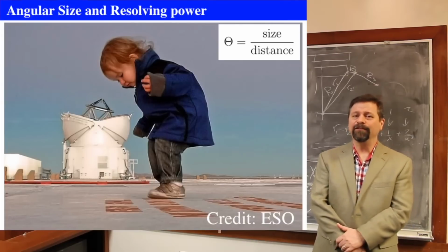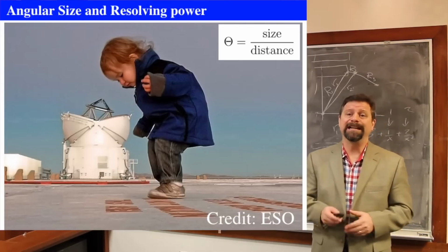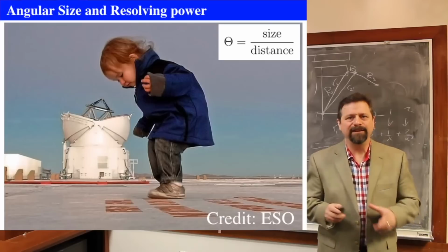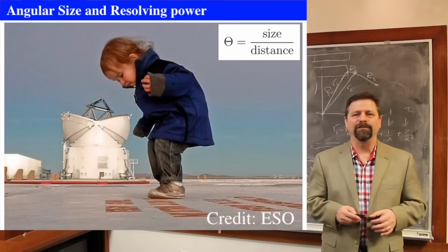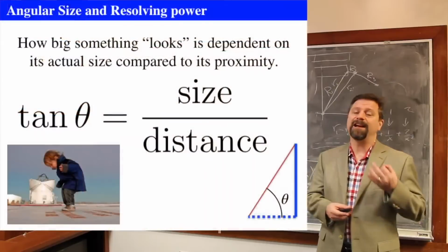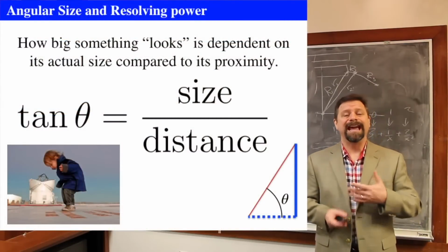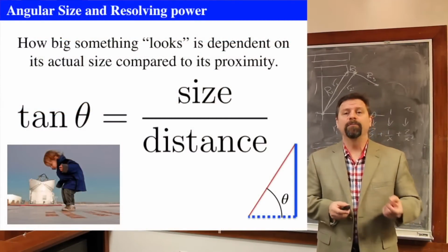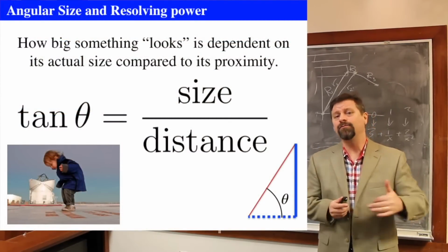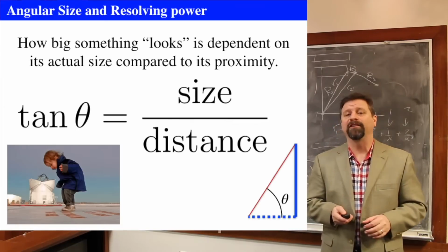So the angular size of an object is something we really got to look at and understand. And the angular size is not the physical size. The angular size is how big something looks, and it's just how big it looks. But that's dependent both on its actual size and its proximity.